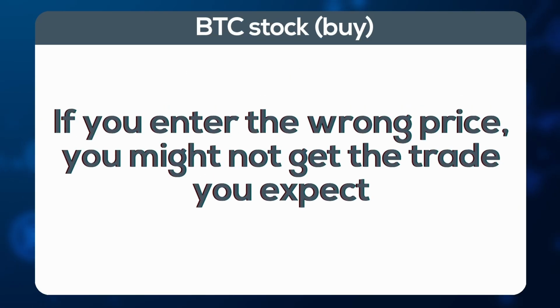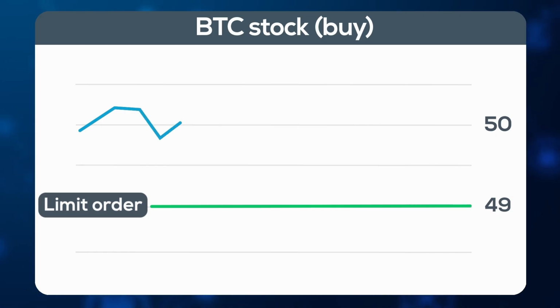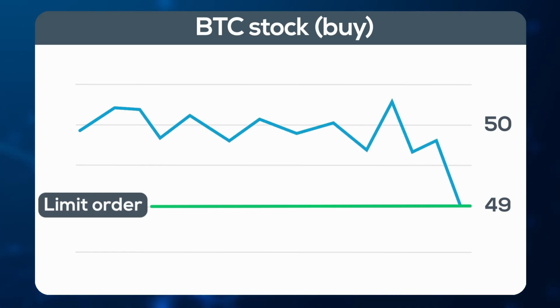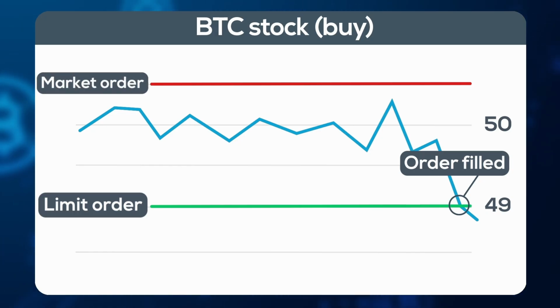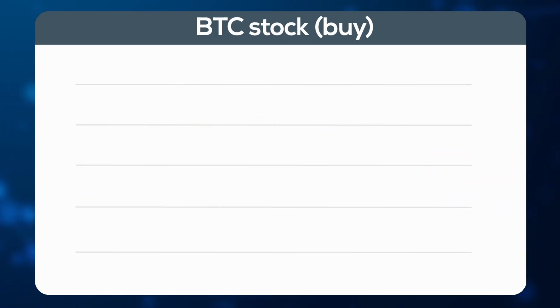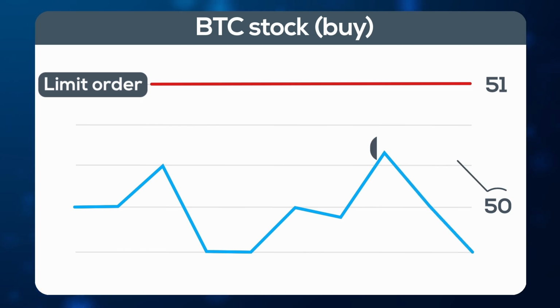A limit order is just an instruction to buy or sell at a set price. However, if you enter the wrong price, you might not get the trade you expect. For example, if Bitcoin is at 50K and you place a limit buy order at 49K, the trade won't happen until the price drops to 49K. If you set a limit buy order above the current price, you're essentially placing a market order because the system will execute at the best available price. For example, if Bitcoin is trading at 50K and you place a limit buy at 51K, you will actually buy at 50K or the best available price since your limit is above the market.